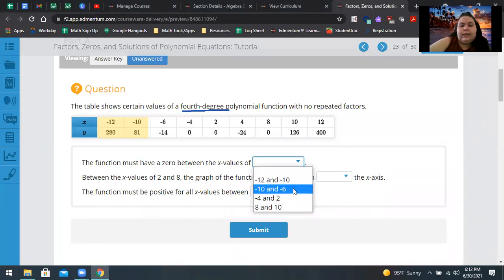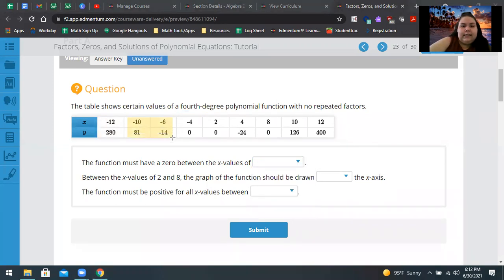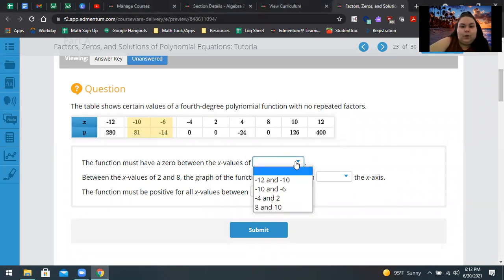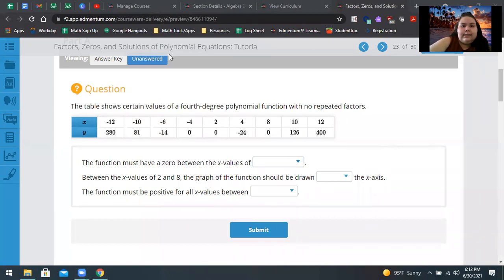If you check the next one, -10 to -6, let me reset that and go right here. From 81 to -14, do I go through 0? Yes or no? Again, the function must have a 0 between the x values of blank and blank. Then you continue going on. From -4 to 2, does that cross 0? Again, it says it must have a 0, so it should touch 0 somewhere there, between the values of 2 and 8.